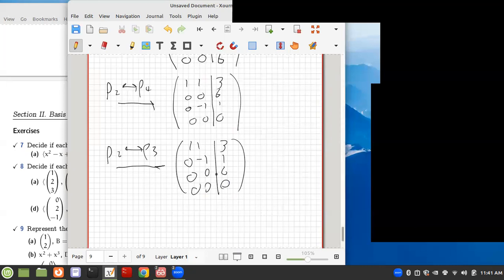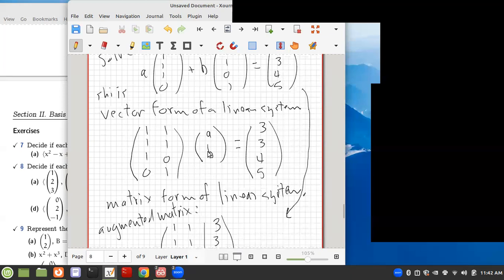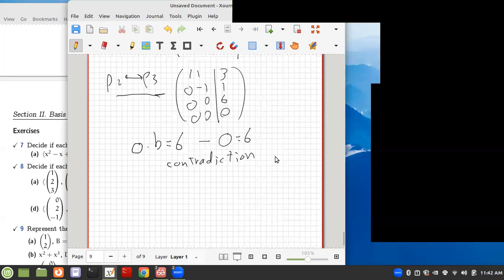Well, that's a lot of work to realize, when I take the third row here, that the equation is going to be 0 times b equals 6, which is the same thing as 0 equals 6. That's a contradiction. And what that means is that there's no A and B, there's no solution. So I can't solve the linear system. There's no solution for A and B. That means that 3, 3, 4, 5 is not a member of Q.